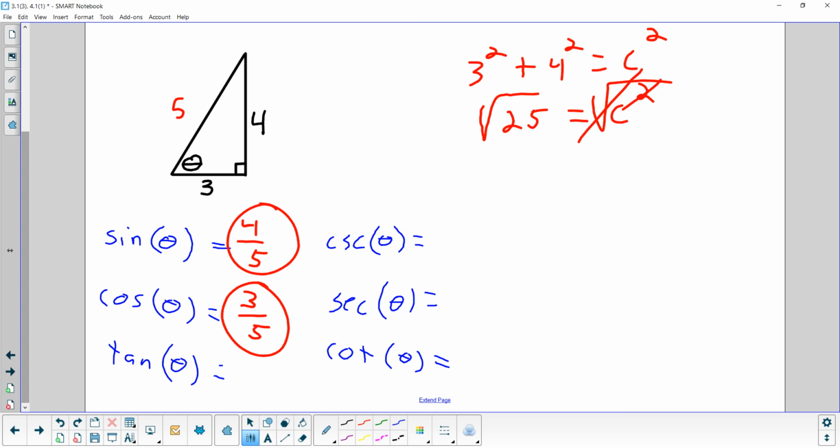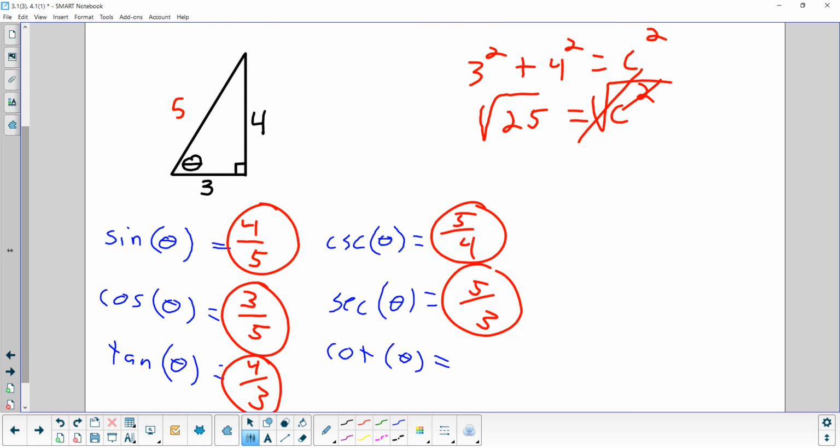And how about my tangent? Cassidy, what's my tangent going to be? 4 over 3. Opposite over adjacent, 4 over 3. And as someone maybe just said earlier, to get the other 3, we just take those and flip them. No square roots means we don't have to worry about anything ending up in the bottom. So 5/3 and 3/4.